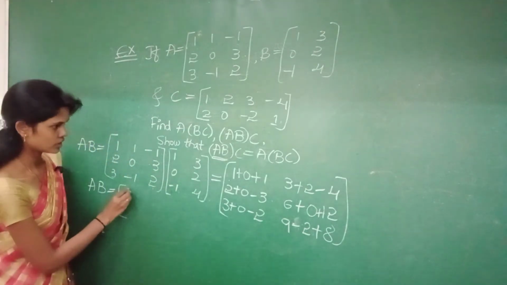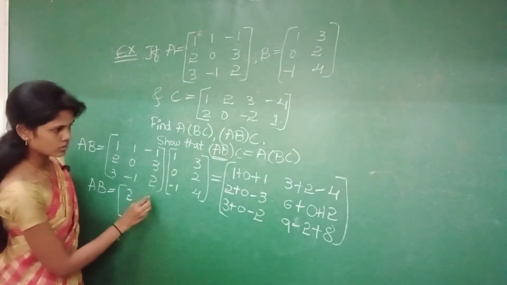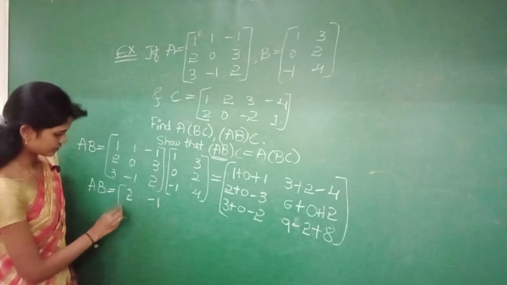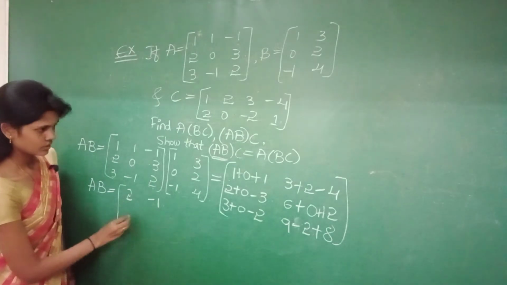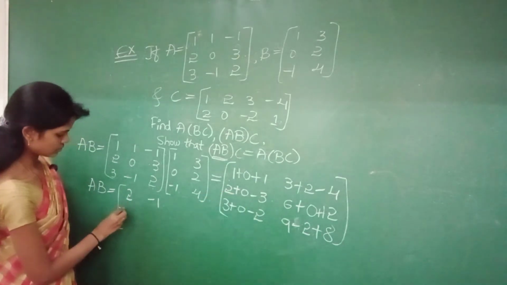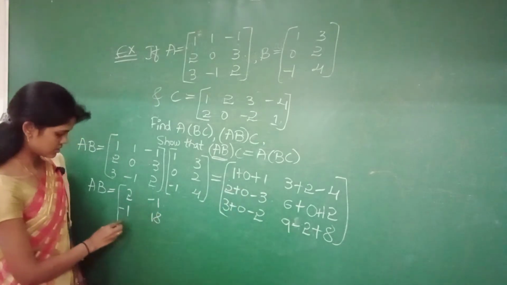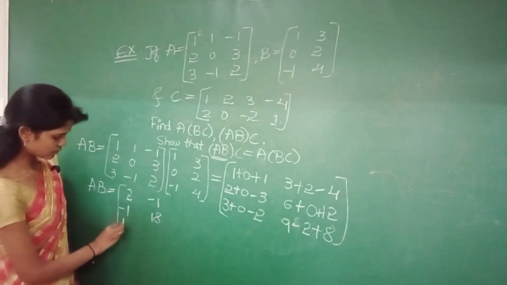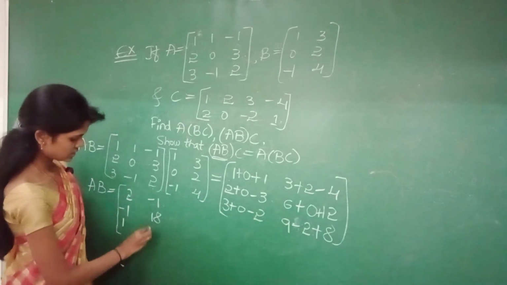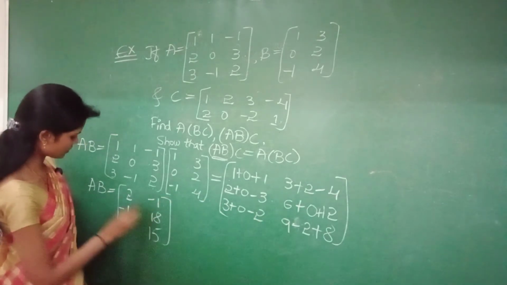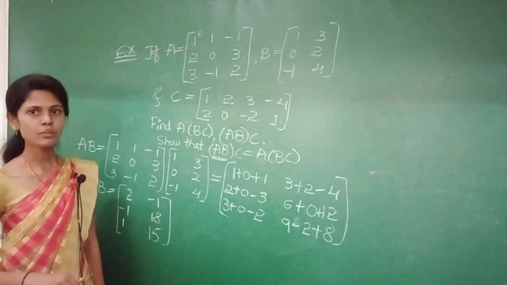Right? Then 2 minus 3 is minus 1. 6 plus 12 is 18. 3 minus 2 is 1. This is 15. So this is our A into B matrix.